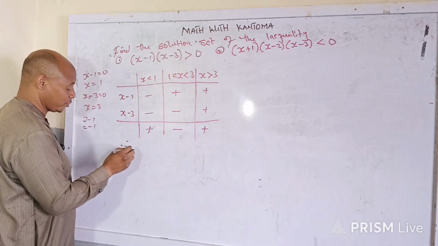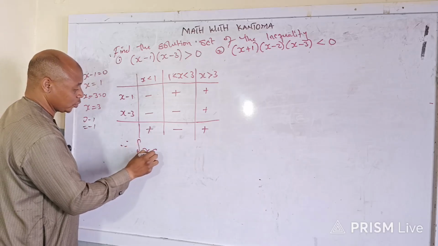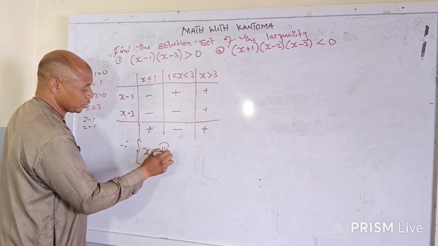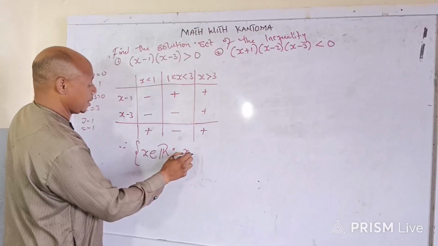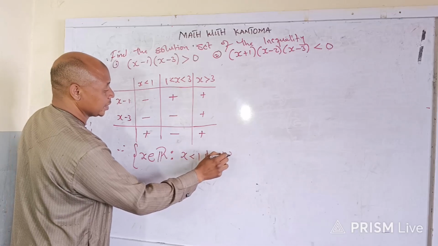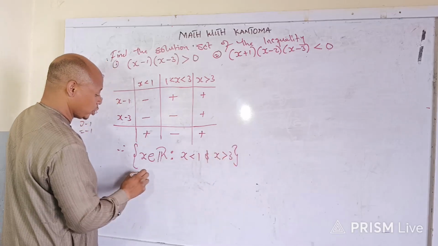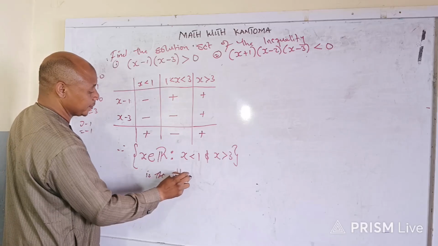So we say therefore, the set of x which belongs to the set of real numbers such that x is less than 1 or x is greater than 3 is the solution to this inequality.